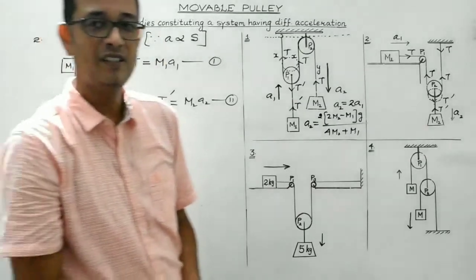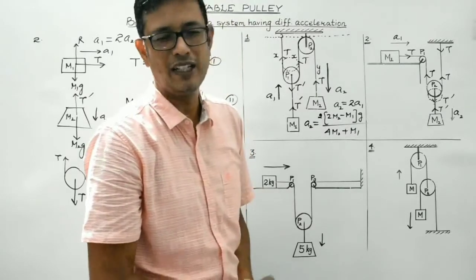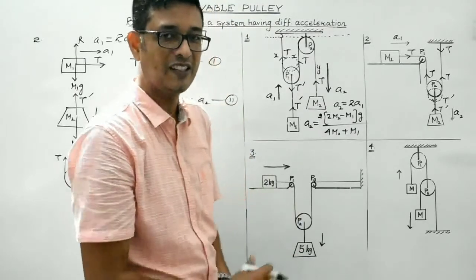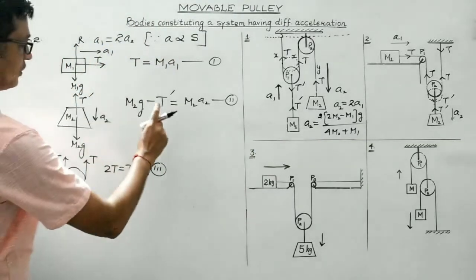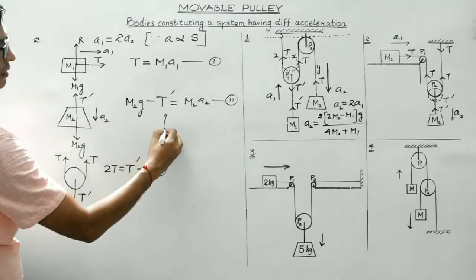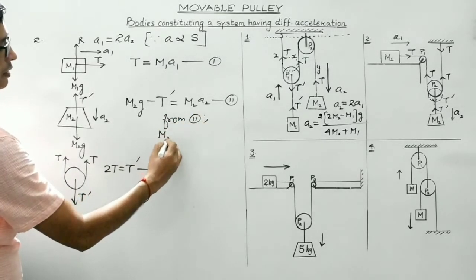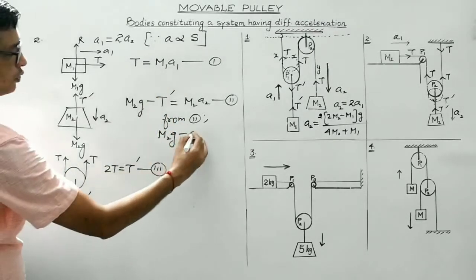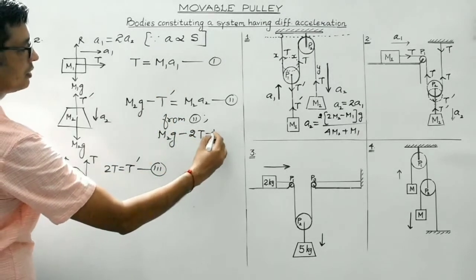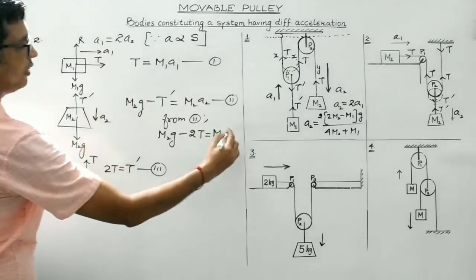By using these, we can easily find the expressions for A1 and A2 in terms of M1, M2 and G. Let's do it. Okay, let's make use of these equations. From the second, what we get is M2G minus T dash. T dash may be written as 2T, is equal to M2. What is A2? A2 is equal to A1 by 2.